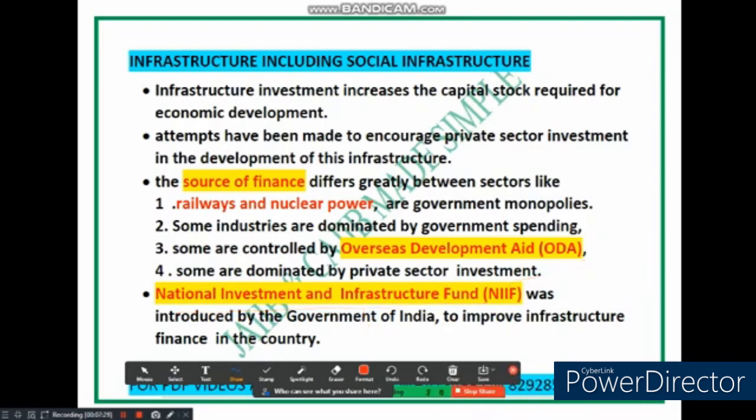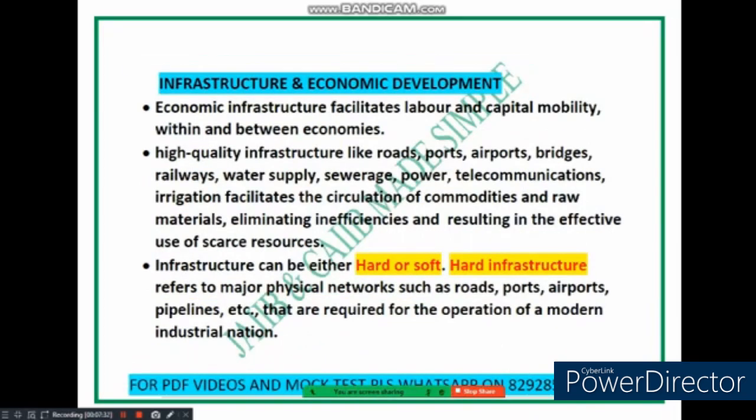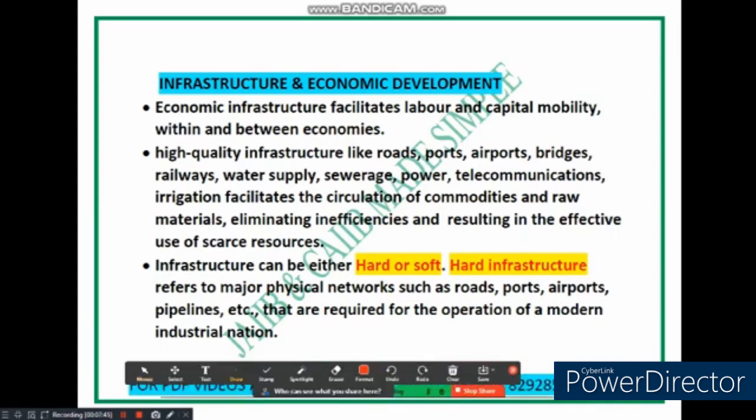Let's come to the next slide, infrastructure and economic development. In this session we will see how infrastructure is related to economic development. The first point is economic infrastructure. Economic infrastructure refers to the essential systems and networks that enable economic activities to take place. It includes transportation, communication, and utilities.